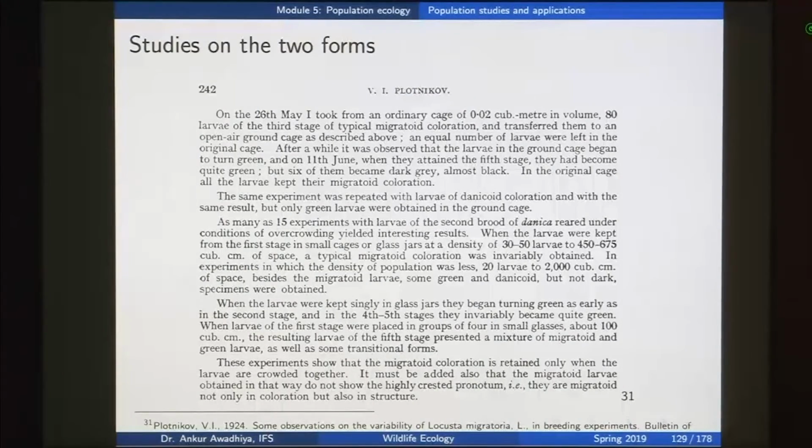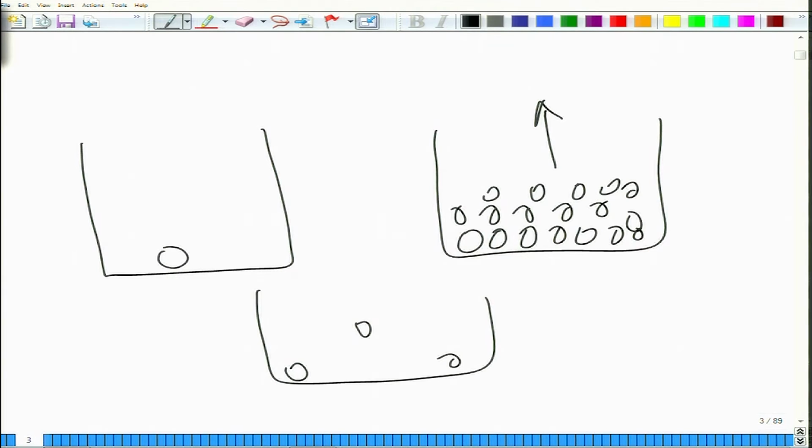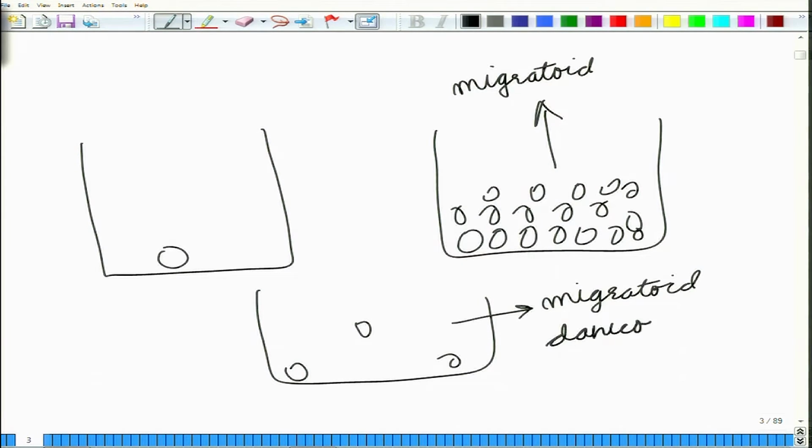In experiments in which the density of the population was less, 20 larvae to 2000 cubic centimeter of space, besides the migratoid larvae, some green and danicoid but not dark specimen were obtained. So, essentially if you are keeping these larvae at a very high concentration, you are typically getting the migratoid variety, and in these other cases you are getting some that are migratoid, some that are danicoid, and some that are green colored larvae.